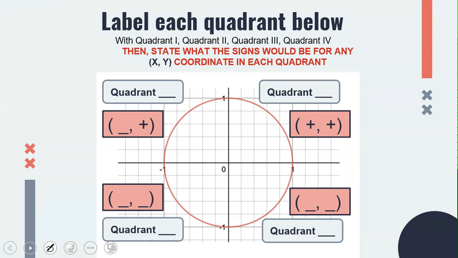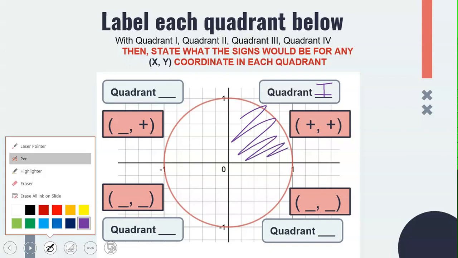We're going to label each quadrant below with quadrant 1, 2, 3, and 4, and then we're going to state the signs of any coordinate in each quadrant. And so we're just going to start, and I'm going to use Roman numerals to label the quadrants because that's how we typically do it. We'll start with quadrant 1. It's always this guy over here. This quadrant over here is always considered typically quadrant 1.